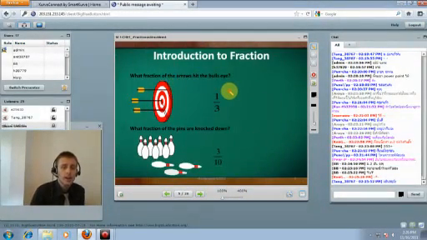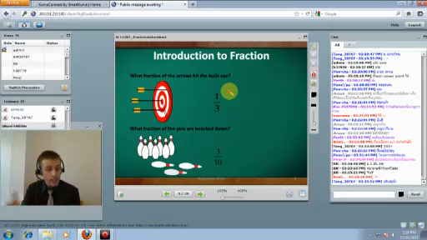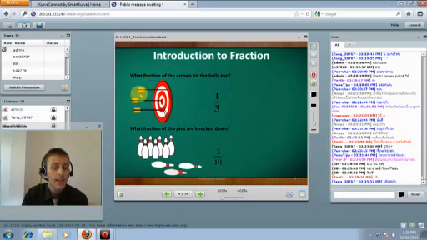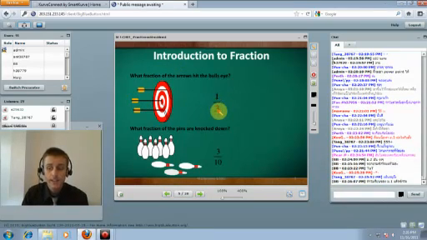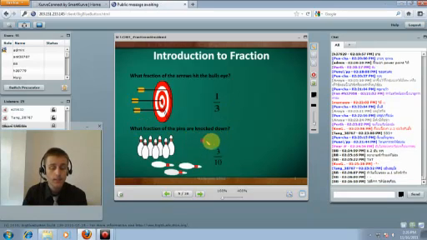What fraction of the arrows hit the bullseye? First thing we do, count the arrows. There are 3 arrows, so our denominator is 3. What fraction of the arrows hit the bullseye? Well, only 1 hit the bullseye, so 1 out of 3, 1/3.